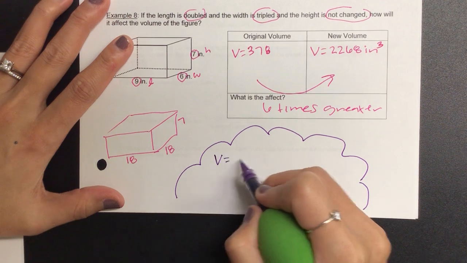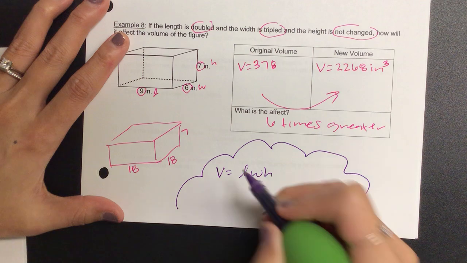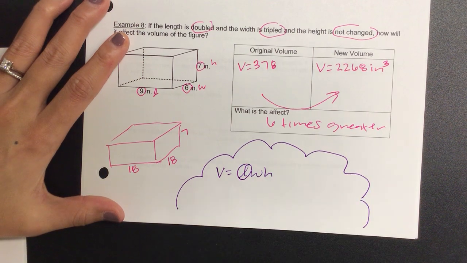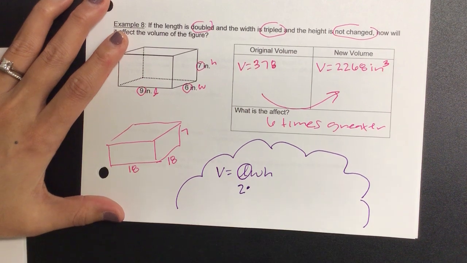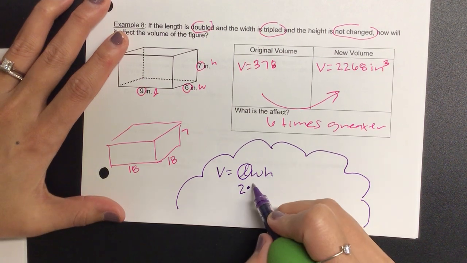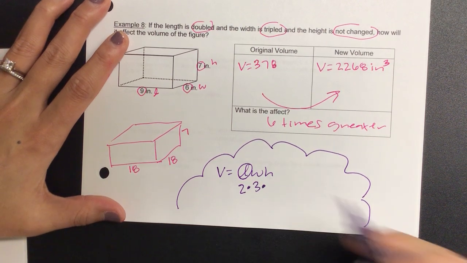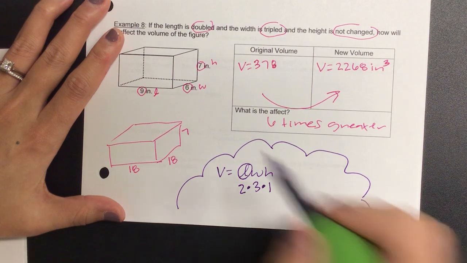Because our volume formula is length, width, and height, I am going to alter this. It says that length is going to double. When you think of double, what number comes to your mind? 2, okay? When you think of triple, what number comes to your mind? 3. And when you think of the height has not changed, what number is understood? So when I take 2 times 3 times 1, how many is it? Boom.